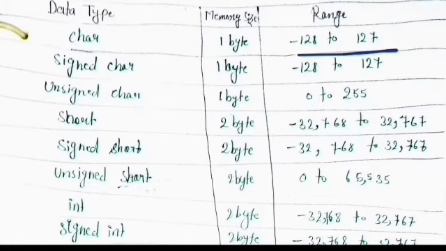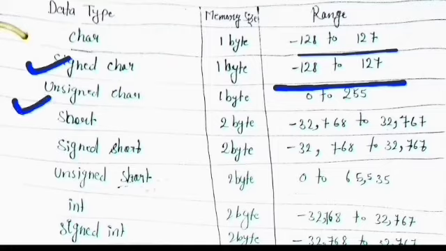And the range of the character is -128 to +127, and it is also of two types, signed or unsigned characters. In a signed character we can use both positive and negative integer range, but in an unsigned character we can only use the positive integer range.